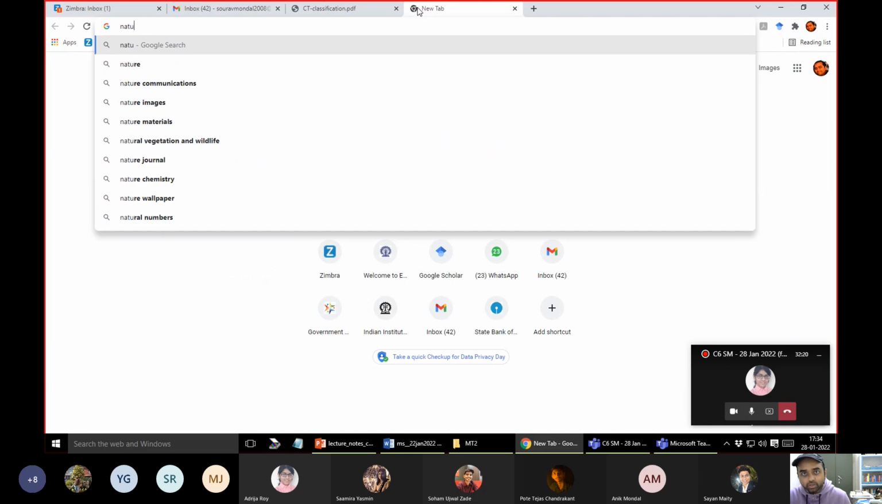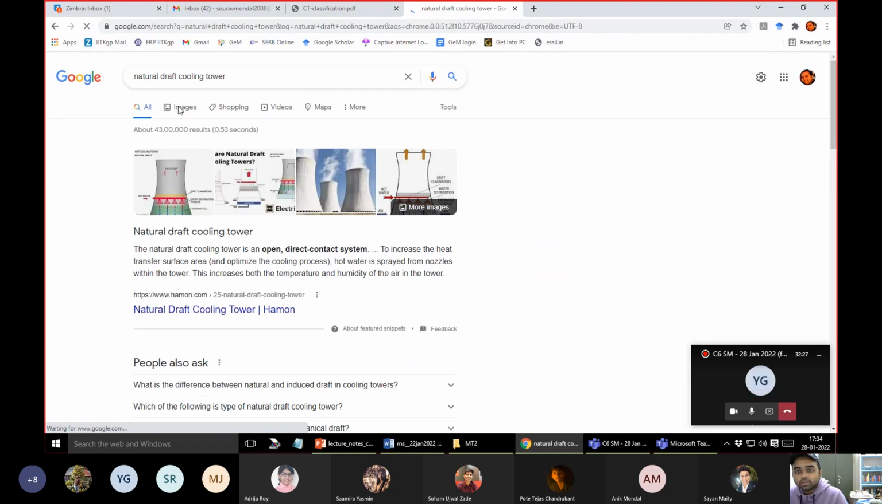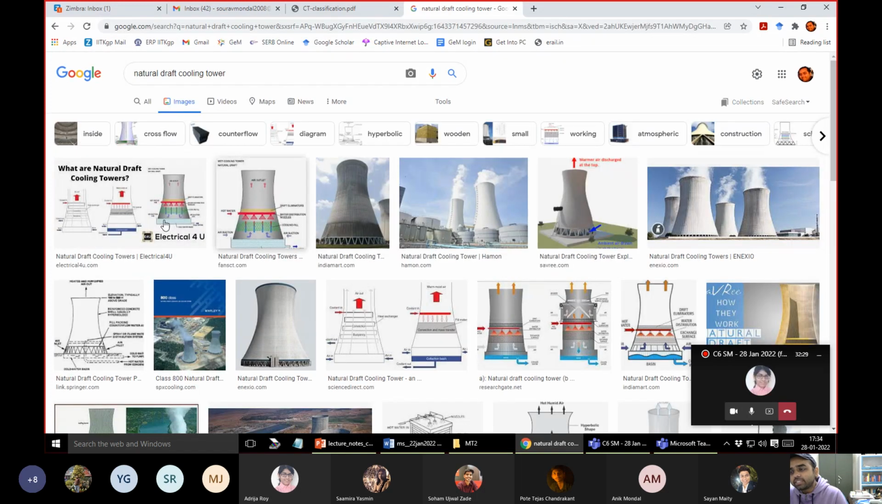I can also show you natural draft. These are the pictures of a natural draft cooling tower, and they are really big and huge in size because the airflow through these towers is by natural action, right? You do not mechanically force this airflow through these towers, and to have a reasonable amount of airflow, these towers are really big and the base is quite large.